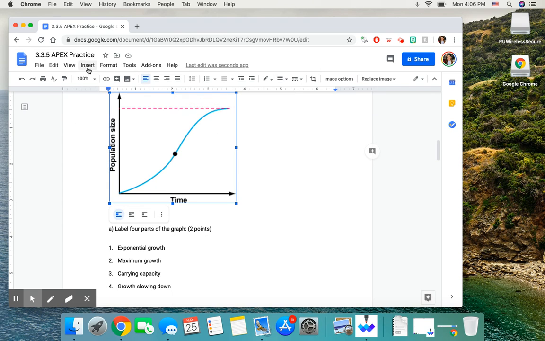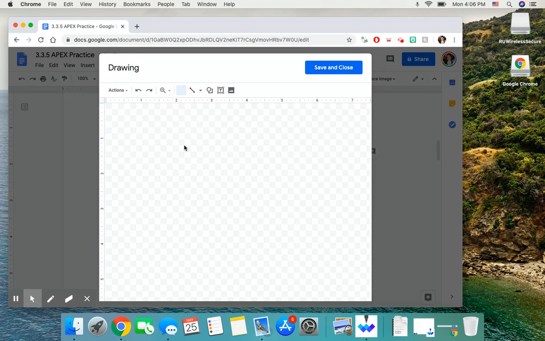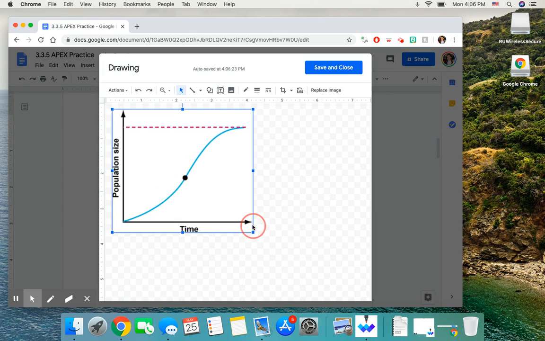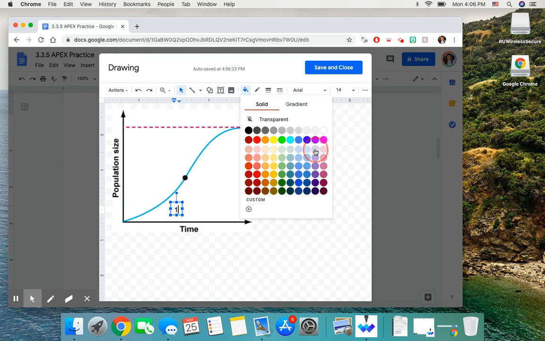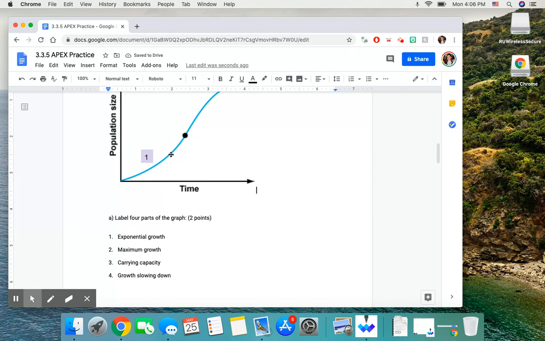We're going to copy, insert, drawing, new, and then we're going to paste. Okay, I always like to make it a little bigger. So our first one is exponential growth. So we're going to put a 1. You could shade it in so that's easier to see. And we're going to put that here because this is where it is mostly growing. Okay, I don't know why it's not letting me. So you could keep it over here so we see that exponential growth. And I want you to save and close. Okay, and then you could continue editing it.